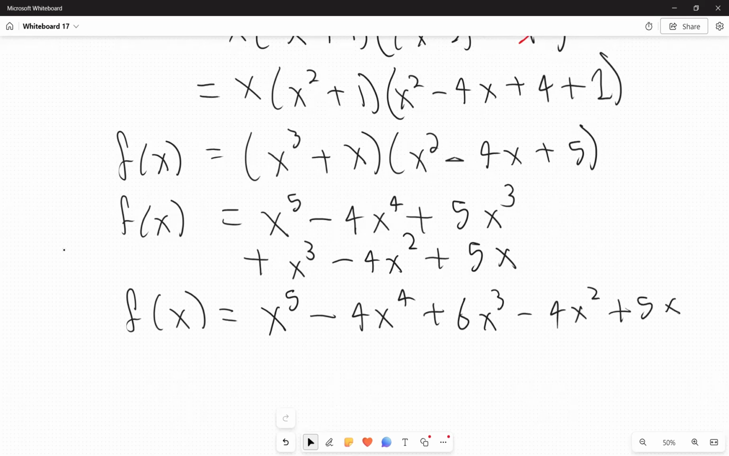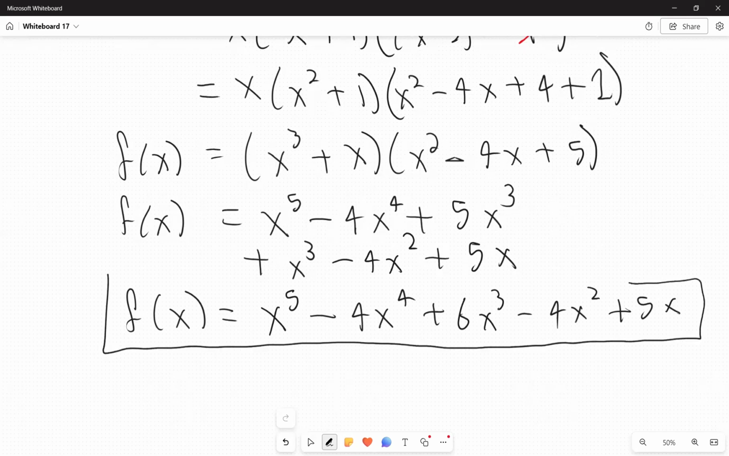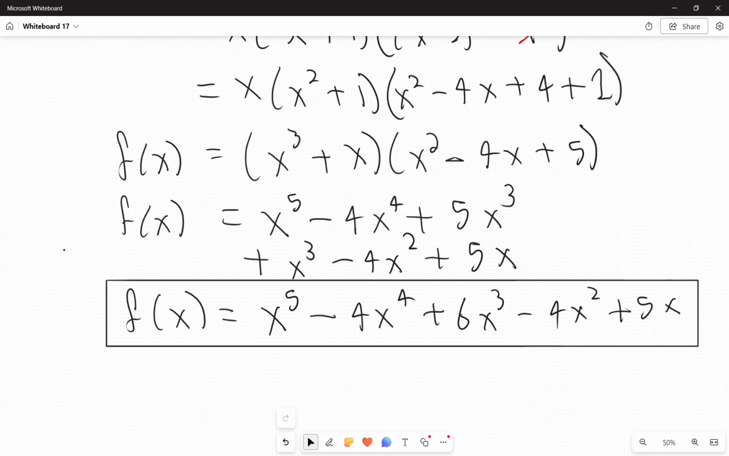So this is the final answer. That's the only answer that my MATLAB will accept. And the last example is number 72.